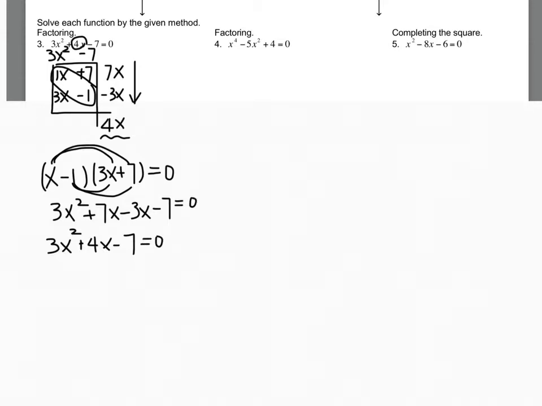And as you multiply using the FOIL, it should go straight back to the given equation. So our factored form is indeed x minus 1 times 3x plus 7. So what are the x values?